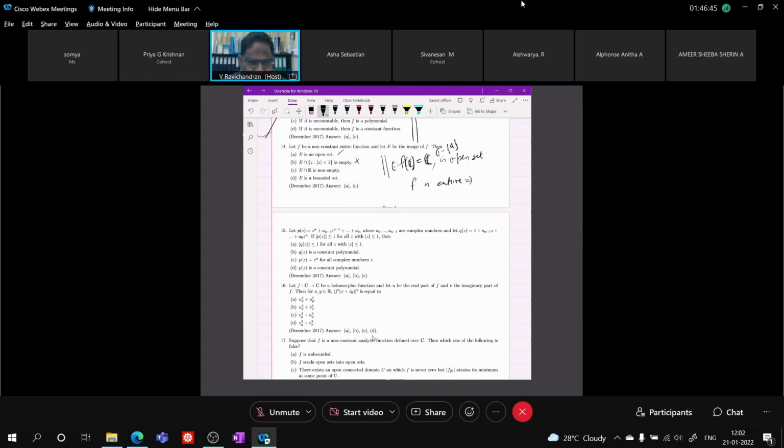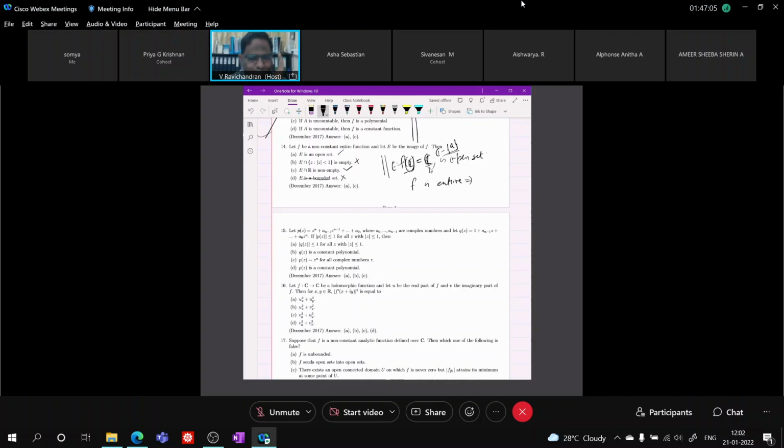Similarly, this non-empty is all right, because many points in the real line will be there anyway, except possibly one point, so this will be non-empty. E is bounded is not correct, because E is either C or C minus a. So in both cases it is unbounded, so this is not correct. So we can tell like this.